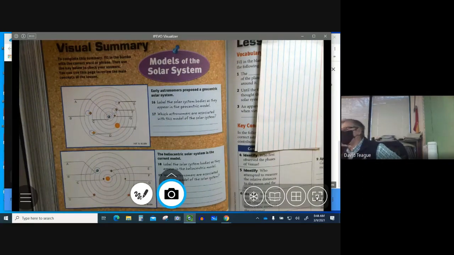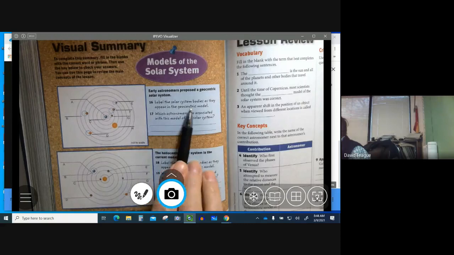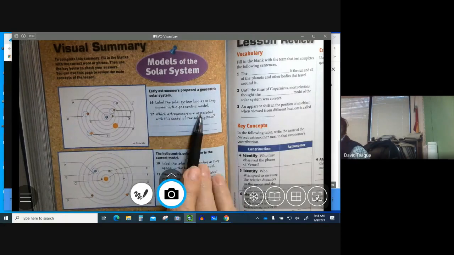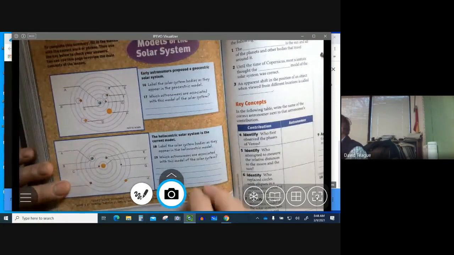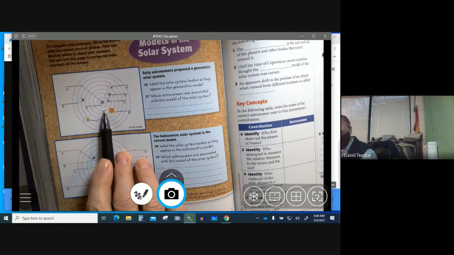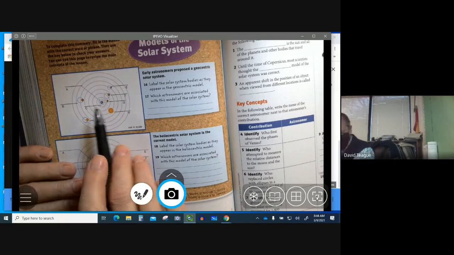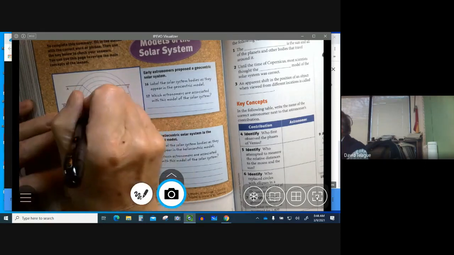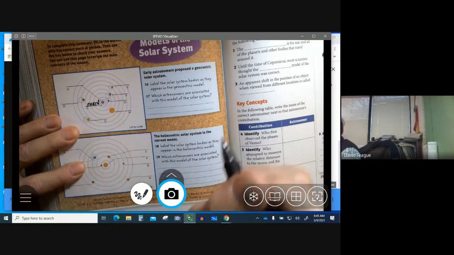Okay, so page 464 in your science book, visual summary. Number 16, it says label the solar system bodies as they appear in a geocentric model. A geocentric, right, means what? Earth is in the center, right? So if we label this, can we find Earth? So it looks like C is Earth. So we're going to put Earth right there. Okay, we know that's the center.